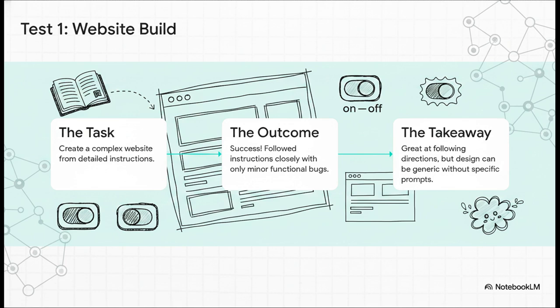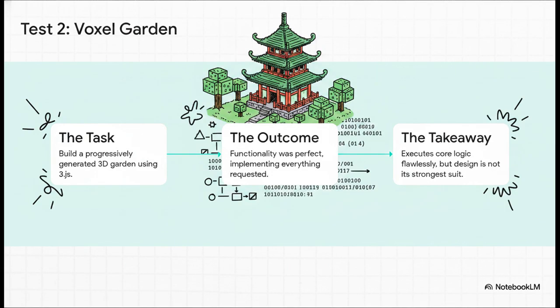All right, next up, something more complex, a 3D programming challenge. And you know what? It's a very similar story. The model absolutely nailed the complex functionality. It built exactly what was asked. But again, the visual design was definitely its weak spot. It really highlights its strength in logic over aesthetics.